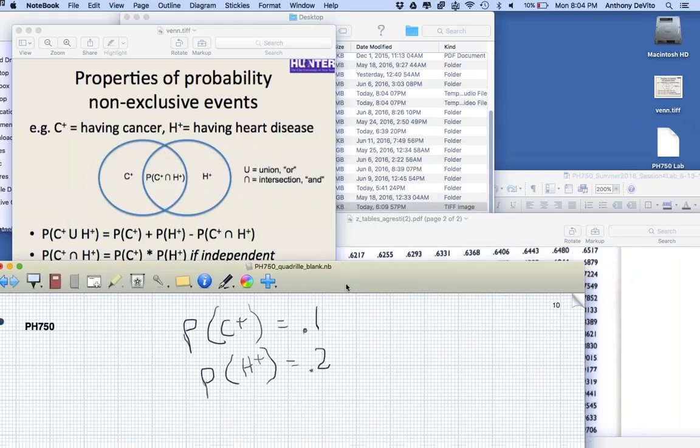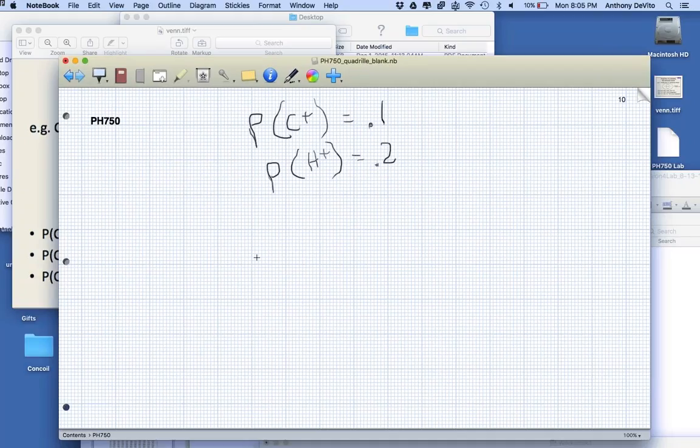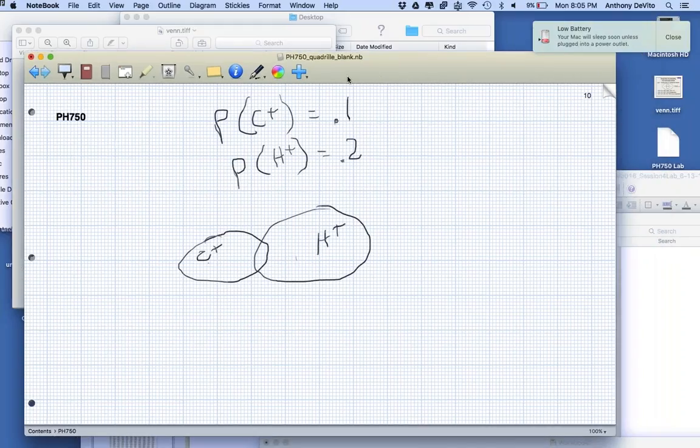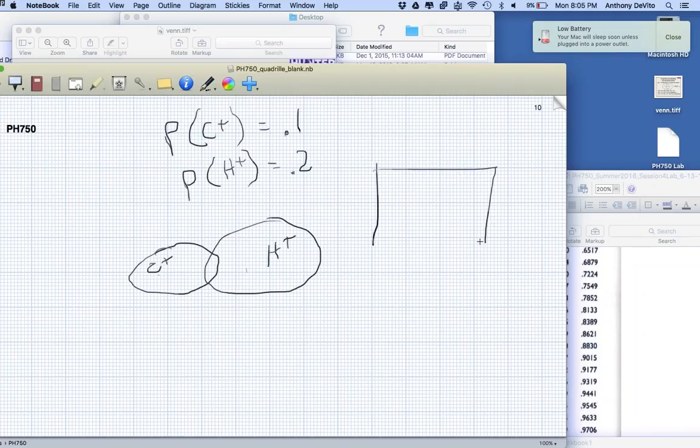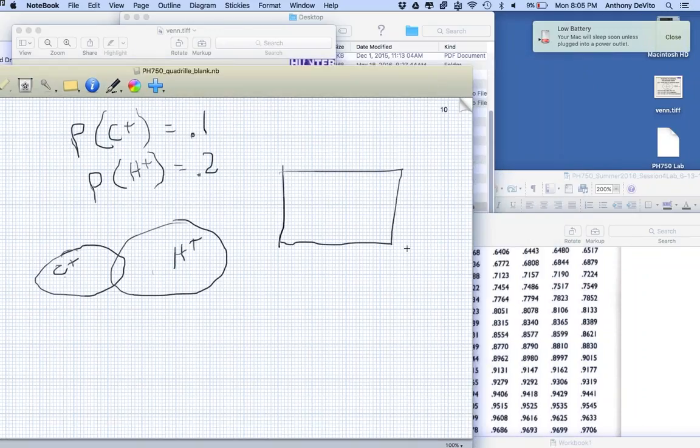Now let's take a look at this Venn diagram. In this Venn diagram, we have cancer, and we have heart disease. I made the heart disease one a little bit bigger because it's a little bit more likely, and everybody else is outside of this. So the probability of having cancer is 10%. Probability of having heart disease is 20%. So I'm going to draw a contingency table, and I'm going to take 100 people. This is going to be cancer or no cancer, and this is going to be heart disease or no heart disease.